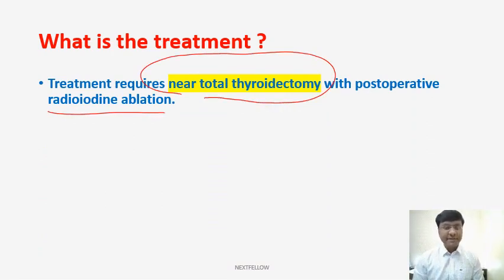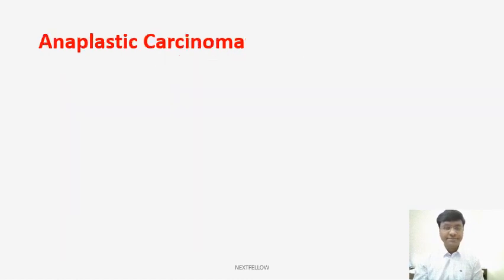See, for papillary carcinoma, we have discussed that if it is a small tumor, you need to do surgical resection of the tumor. And if it is a large tumor, along with surgical resection, radiotherapy is also required. Then if you take the follicular carcinoma, the treatment requires near total thyroidectomy with post-operative radioiodine ablation. So this is the treatment of the follicular carcinoma.